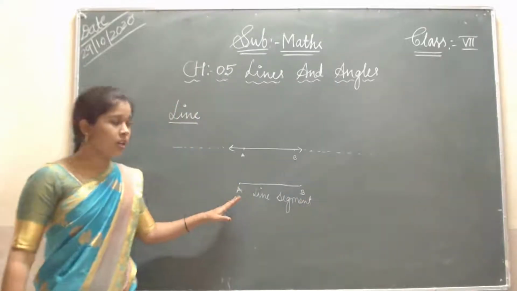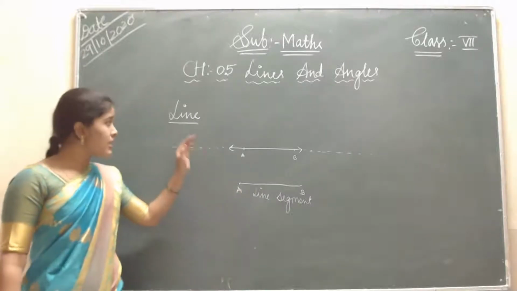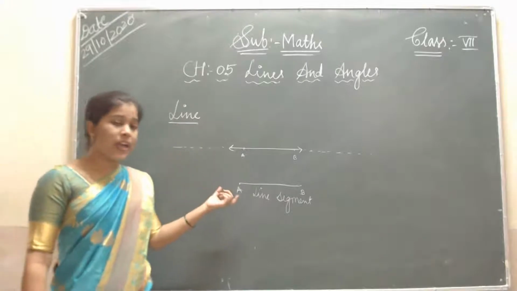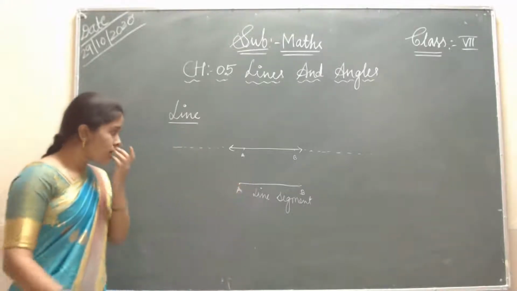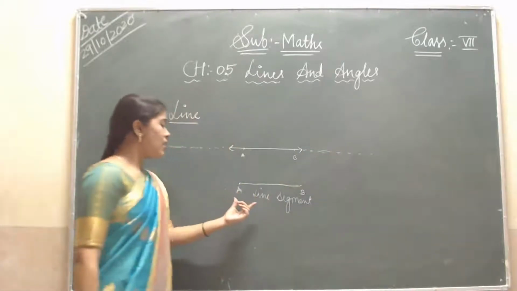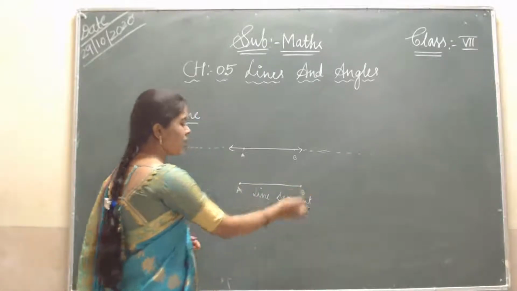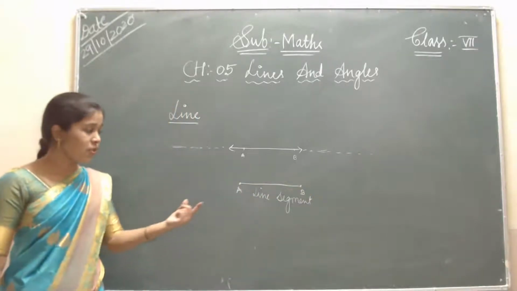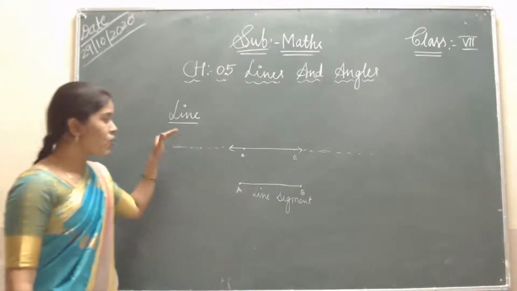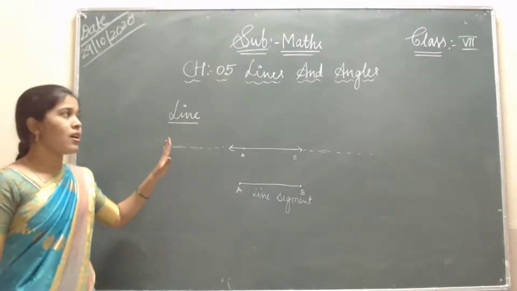Okay, the difference between line and line segment. See here, the line is extending from both sides, and the line segment stops at the two endpoints. The distance between these two endpoints is nothing but a line segment. Understood? What is a line? A line extends from both sides. So this is a line.